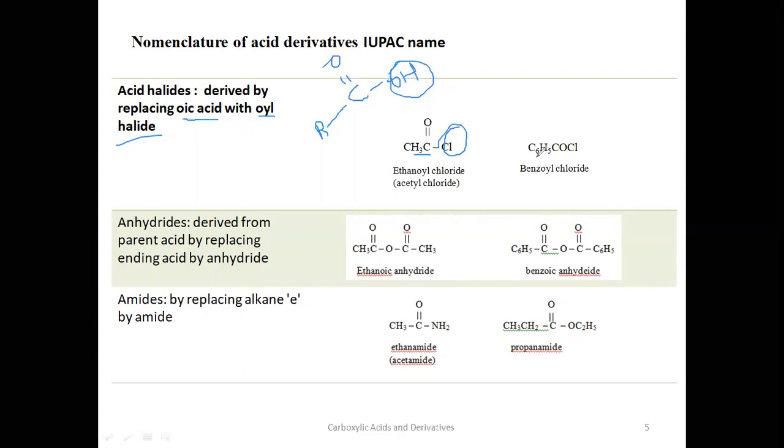See here, this is derived from benzoic acid. So benzoyl chloride. These are anhydrides.